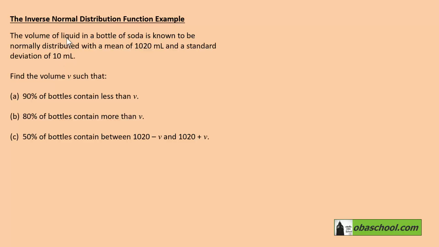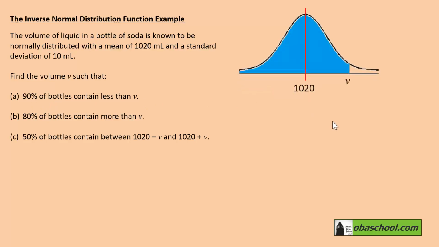The volume of liquid in a bottle of soda is known to be normally distributed with a mean of 1020 millilitres and a standard deviation of 10 millilitres. Find the volume V such that 90% of the bottles contain less than V. So if we draw a diagram of this, here's our value V, and we know that this area is 0.9.